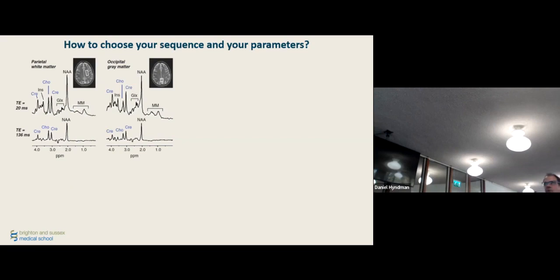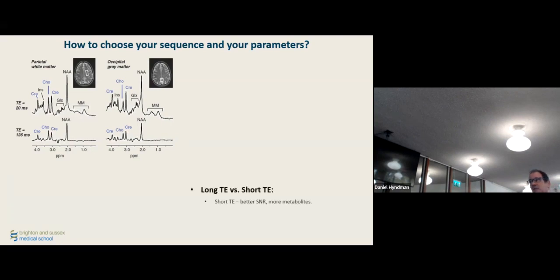Now, how do you choose your sequence and your parameters? Let's start with the parameters, and the one parameter that we're looking at, that we learned from the previous slide, is the echo time. We realize that when we have a very short echo time, then we catch all of those signals that would have decayed had we applied a longer echo. For example, these are two examples of signals from parietal white matter and occipital gray matter, at short echo time and at long echo time. And you can see that there is quite a significant difference in the intensity of the signal, and these are scaling properly to one another, but also in the complexity of the spectrum that comes from each case.